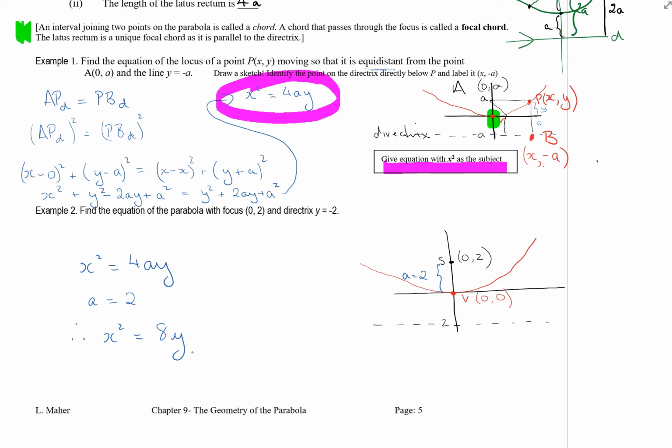I'm going to stop this video here and talk about our extension of our go-to equation in the next video.